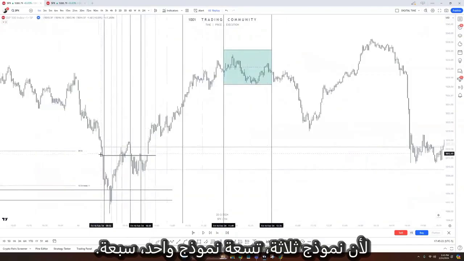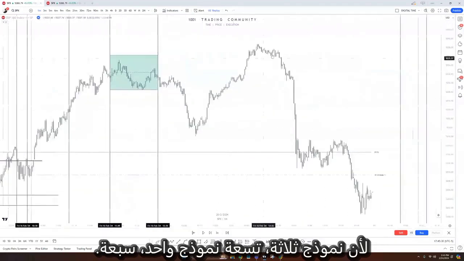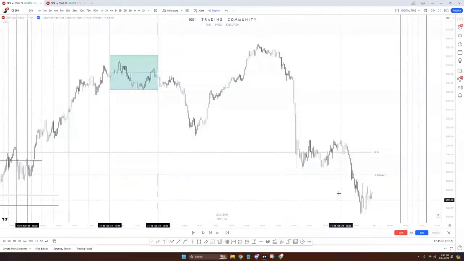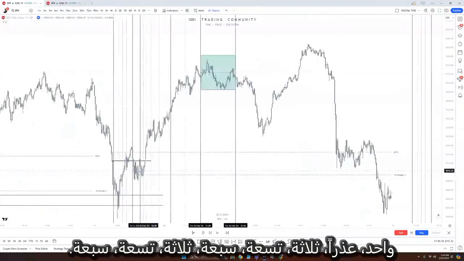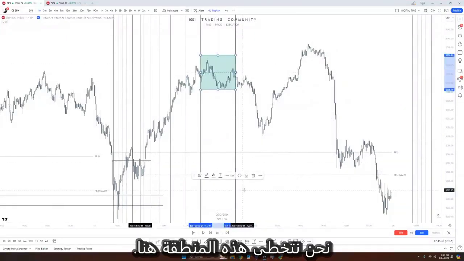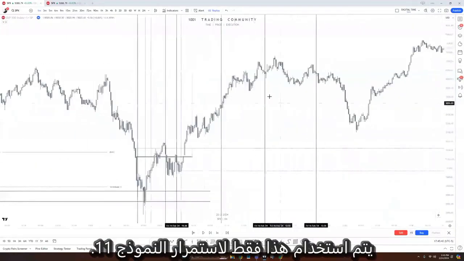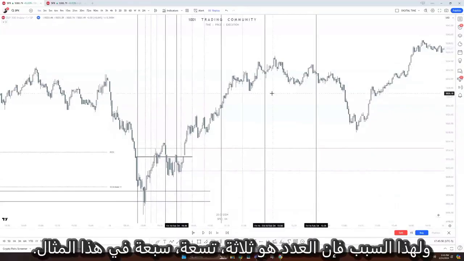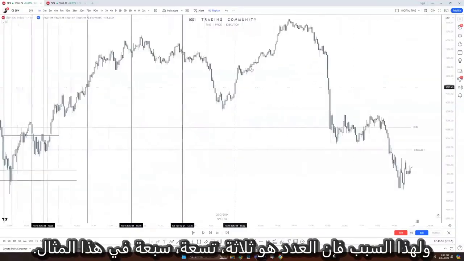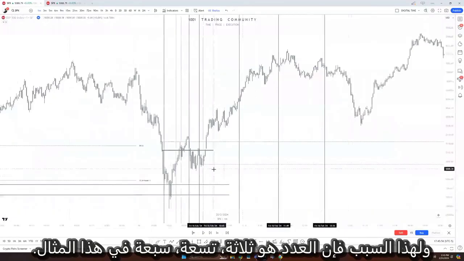Because Model 3, 9, 7, 3, 9, 7, 3, 9, 7. We're skipping this area here. This is just being used for continuation of Model 11. So we're skipping this. That's why it's 3, 9, 7 in this example.